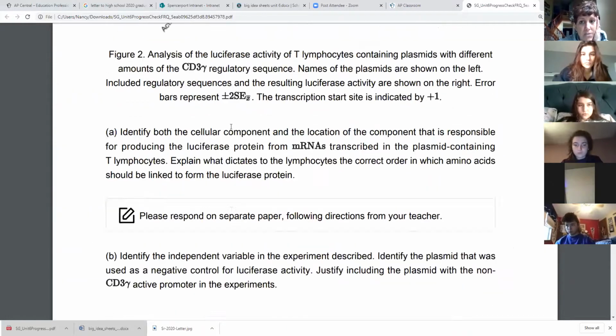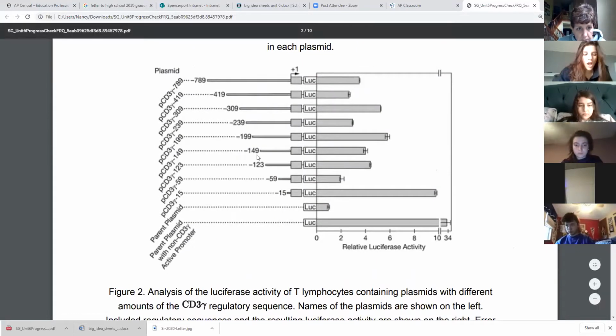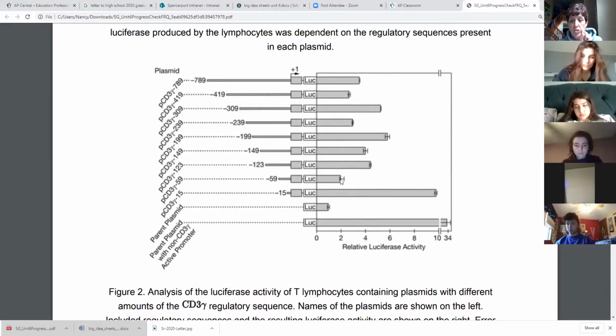Okay, let's go see what the difference is. 59 is right here, so I would say that is around 2. And then 149 is right here. I would say that is 4. So if this one makes 2 and this one makes 4, you have now doubled the amount. So that's 100% of an increase. It has increased the amount by 100%. If you go from 2 to 4, that's a 100% increase.